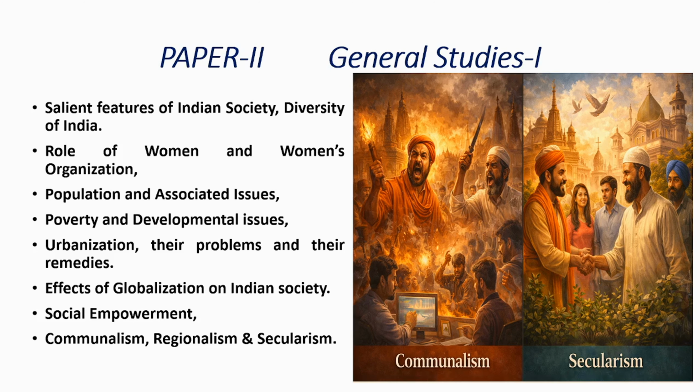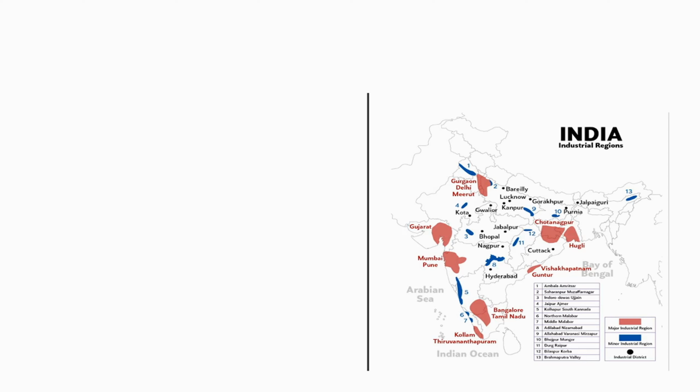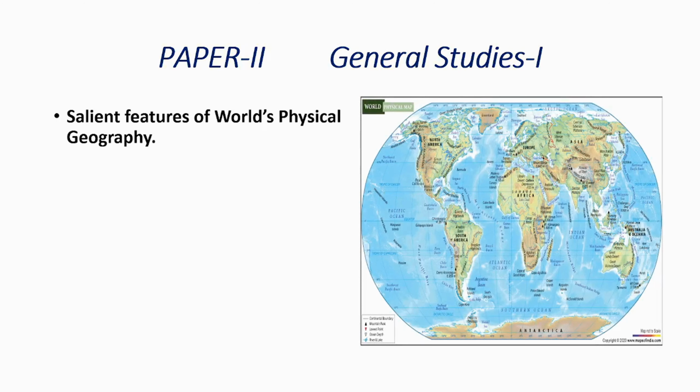So in India, you will see government respecting all religions. So this is secularism. More you will read in the subject. Then comes the geography part. So the first syllabus line in geography is salient features of world physical geography.